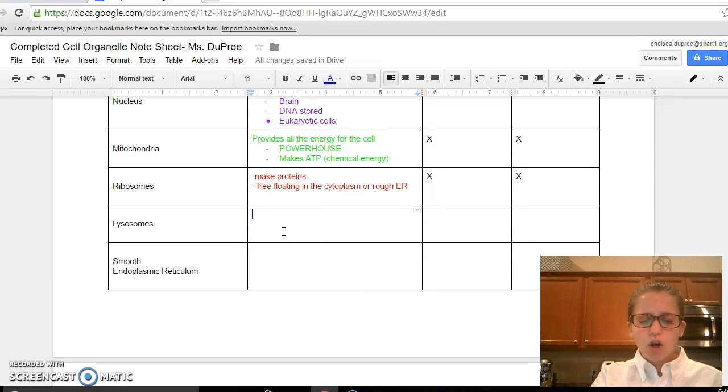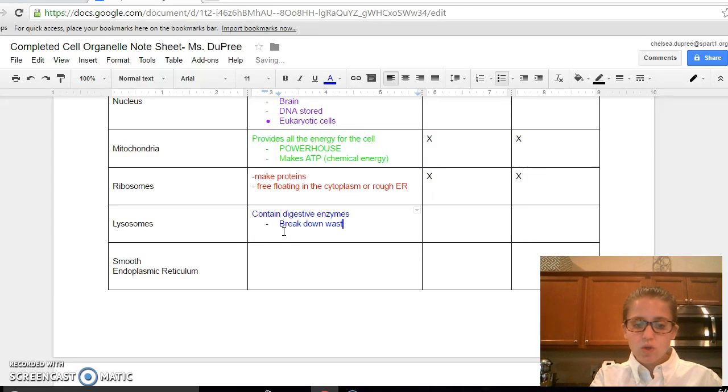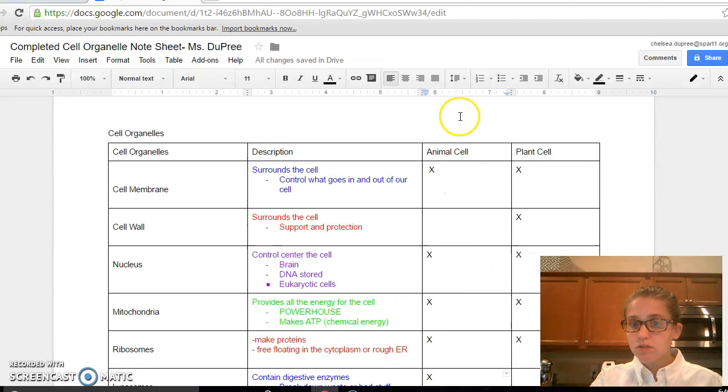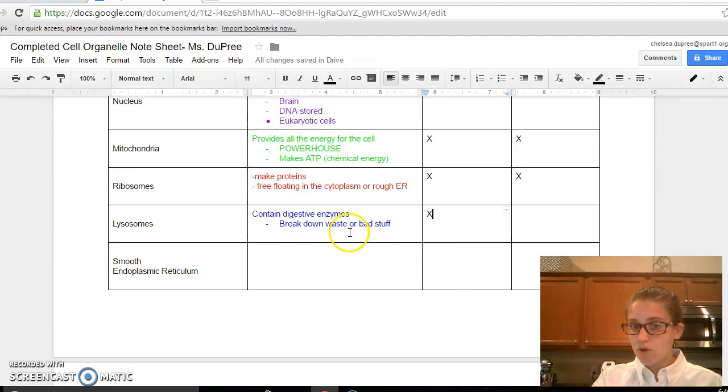Okay, lysosomes. Lysosomes are kind of like the stomach of the cell. Okay, these contain digestive enzymes. So they're basically going to break down any waste or bad stuff that your cell doesn't need anymore. Okay, and these are only found in animal cells, right? So make sure you check the right box. Only our animal cells have lysosomes.